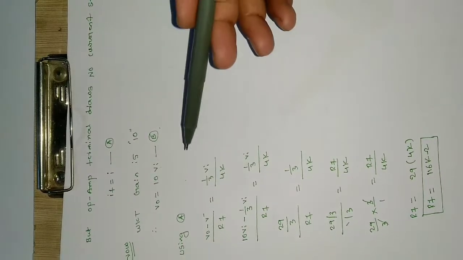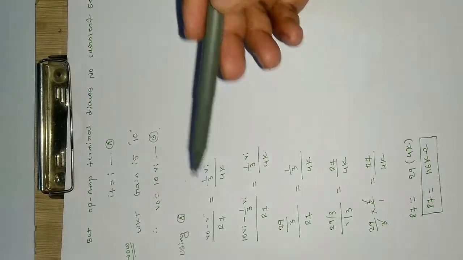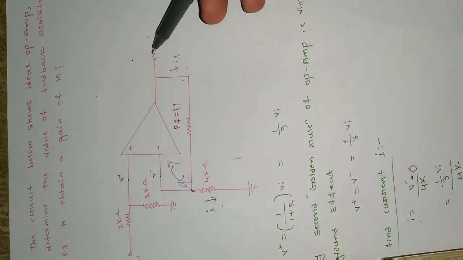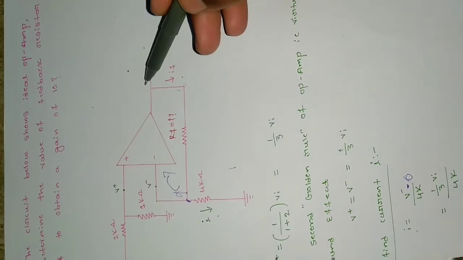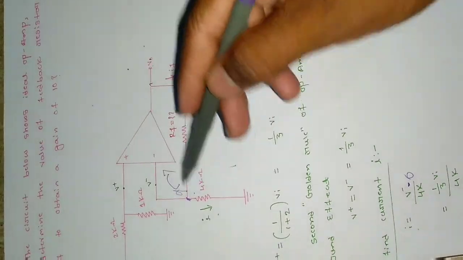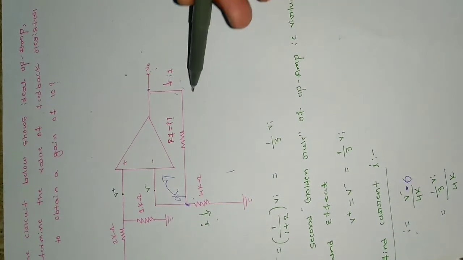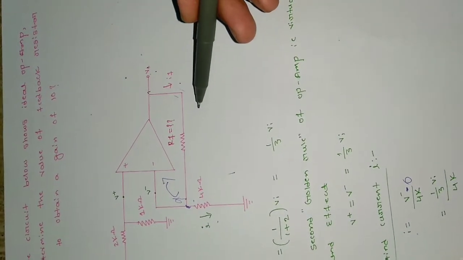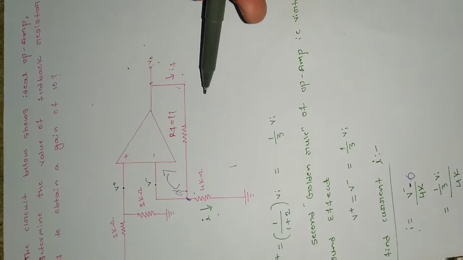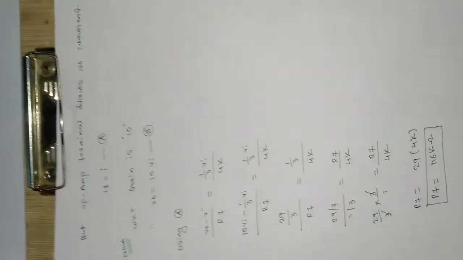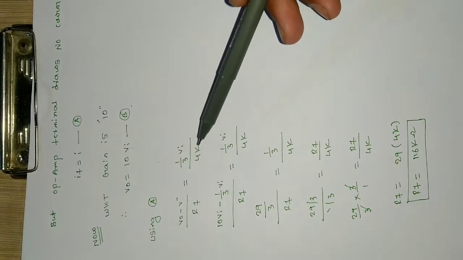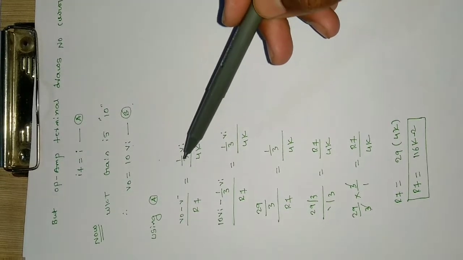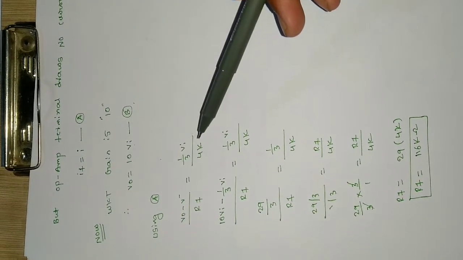So using equation A, I can write IF as V0 minus this voltage, that is V minus. So this is the one point and this is the second point. So V0 minus V minus divided by RF will be equal to IF here. So that is the resistance. So V0 minus V minus divided by RF will be equal to I here. And I have already found 1 by 3 into Vi divided by 4K.